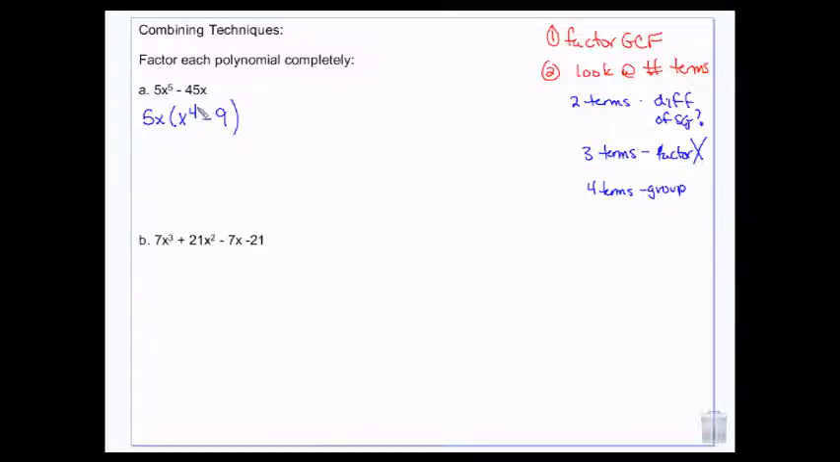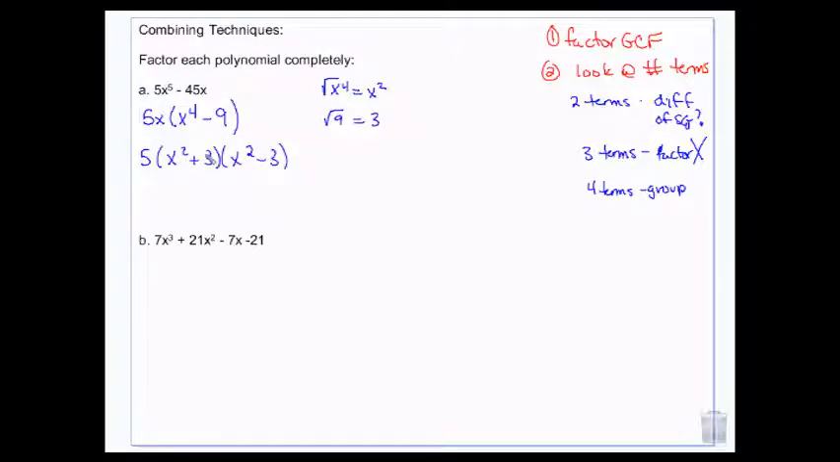Even exponents of perfect squares, remember we said you just divide by 2. So that 5 hangs out. The square root of x to the 4th is x squared, because I divide by 2. And then the square root of 9 is 3. So I have x squared plus 3, x squared minus 3.